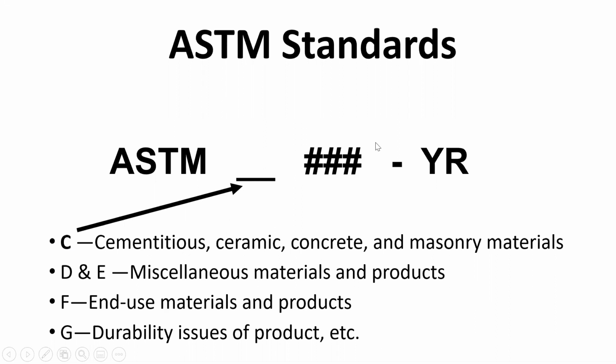And then right after that, just like AASHTO, ASTM is going to have a standard number, whatever that standard number is. So ASTM C150 is the standard for Portland cement, and that 150 is just what was given from the committee. Then you're going to see a dash, and just like AASHTO, there's going to be a year. So if it's 20, it's year 2020. If it says 15, it's year 2015.